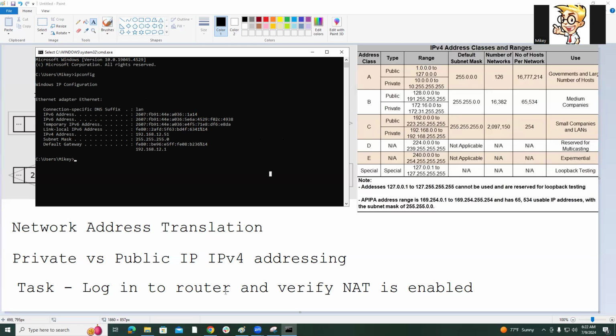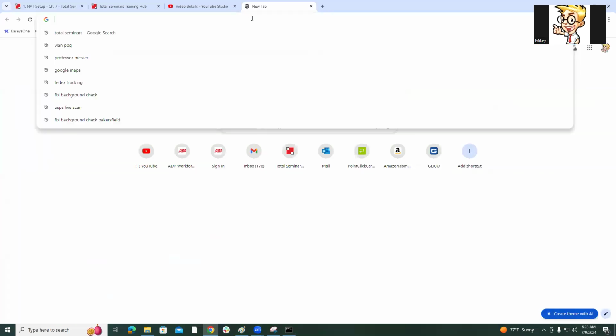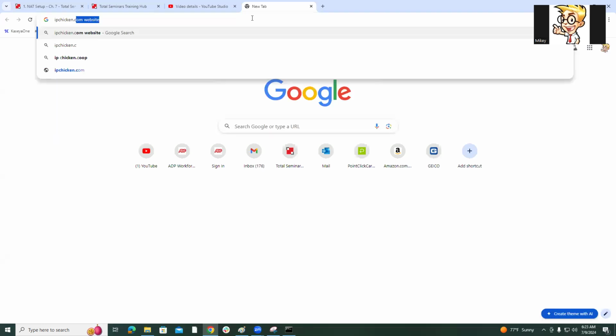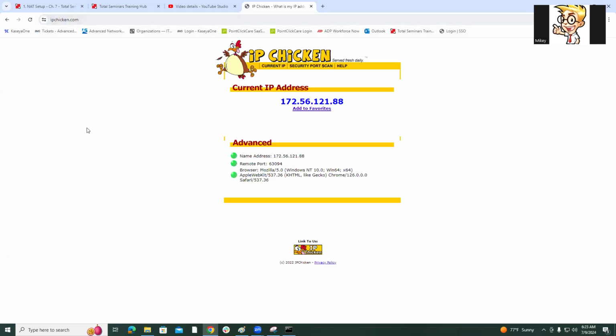What about my public information? What's beyond my firewall? How do people connect to me, or how do I know it's routing and going out? There are so many ways to check your public IP address. I've been using IP Chicken for so long that I'll make it famous today. And this is my IP address, 172.56.121.88.